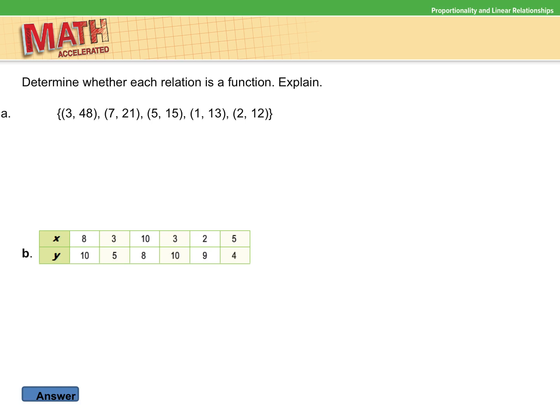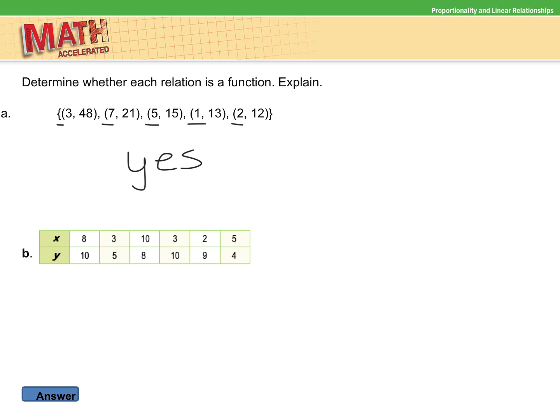What values do I care about? X. Is the x the first or the second one? First. What do I ask myself next? Do I have any that are repeating? No. So is this a function? Yes. Each x only has one y value.